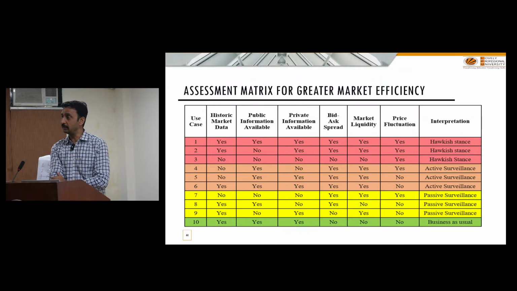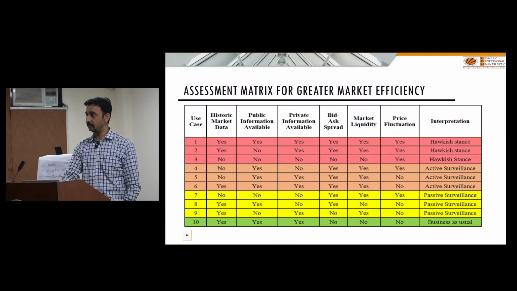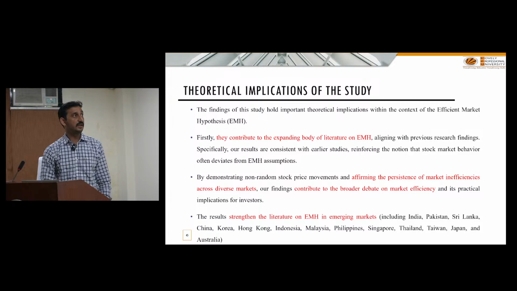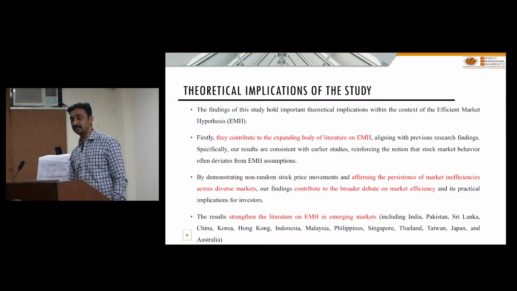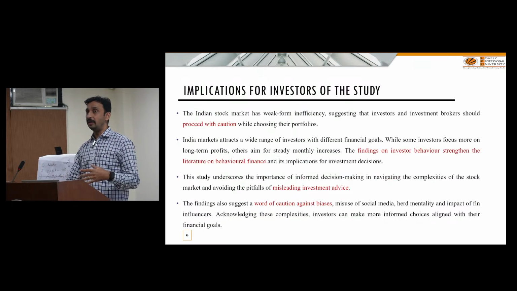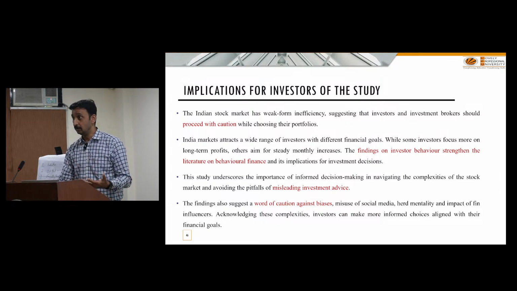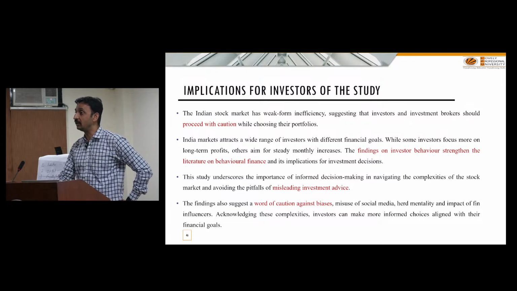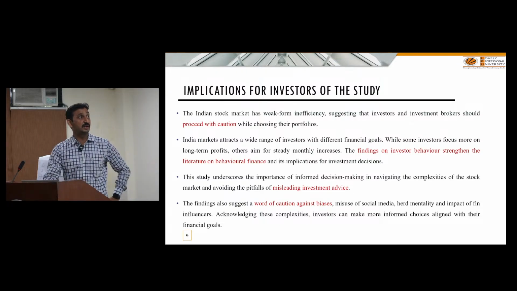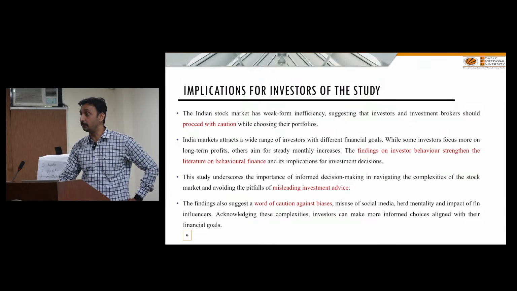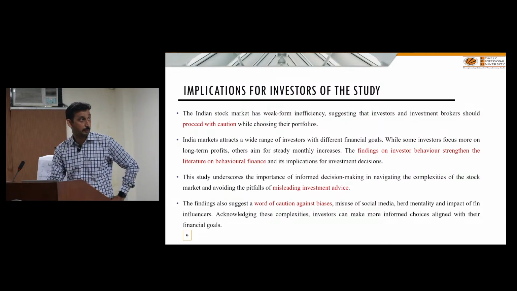Now I'm coming to the theoretical implications of the study. You can see this study has multiple implications. First I'm talking about the implications from the investor's perspective. As we all know, based on the study, the Indian market in the mid-cap and small-cap segment forms a weak form of efficiency, suggesting that investors and brokers should proceed with caution while choosing their portfolio, because this is a weak form of efficiency that we are talking about.